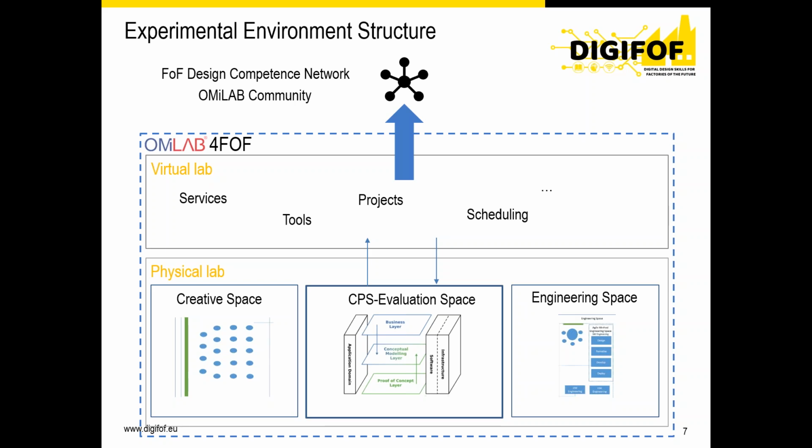The physical lab, what you see in the bottom here, is separated into three different spaces. Something for creative work, so for design thinking; something for evaluation, so how can we make the design and the new business idea and innovative developments feasible and test them. And we have an engineering space that covers everything that relates to developing the elements that are required for the middle part.